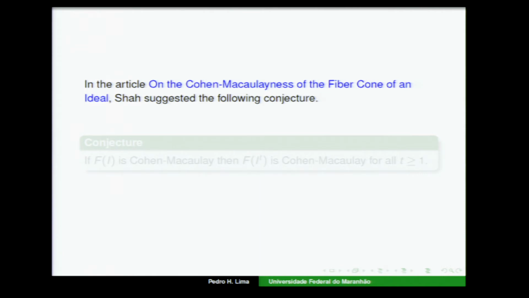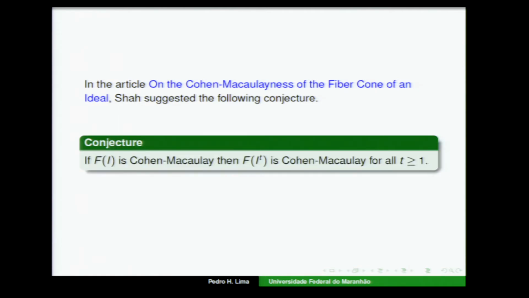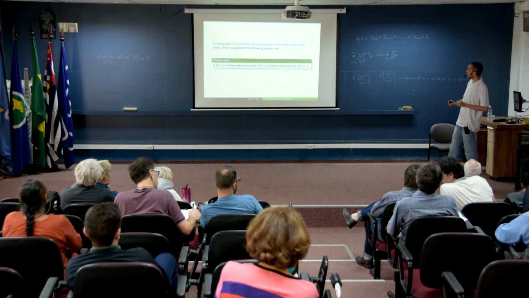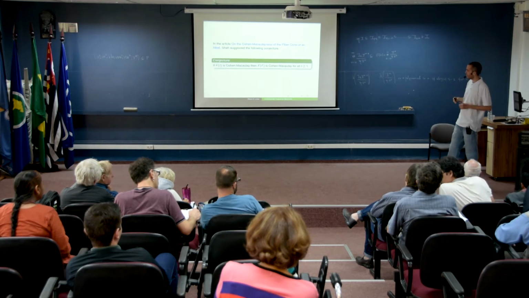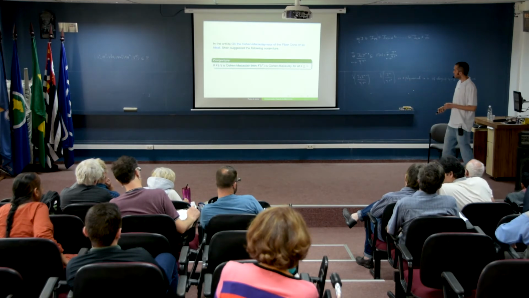Another application for that is the following. In this article, On the Cohen-Macaulayness of the fiber cone of an ideal, another article from Shah, he suggested the following conjecture: if the fiber cone of the ideal I is Cohen-Macaulay, then the fiber cone of all of the powers of the ideal I are also Cohen-Macaulay rings. Being honest, I don't know if this result was already proved. I just know that it is in this article. Please, if you know, let me know.